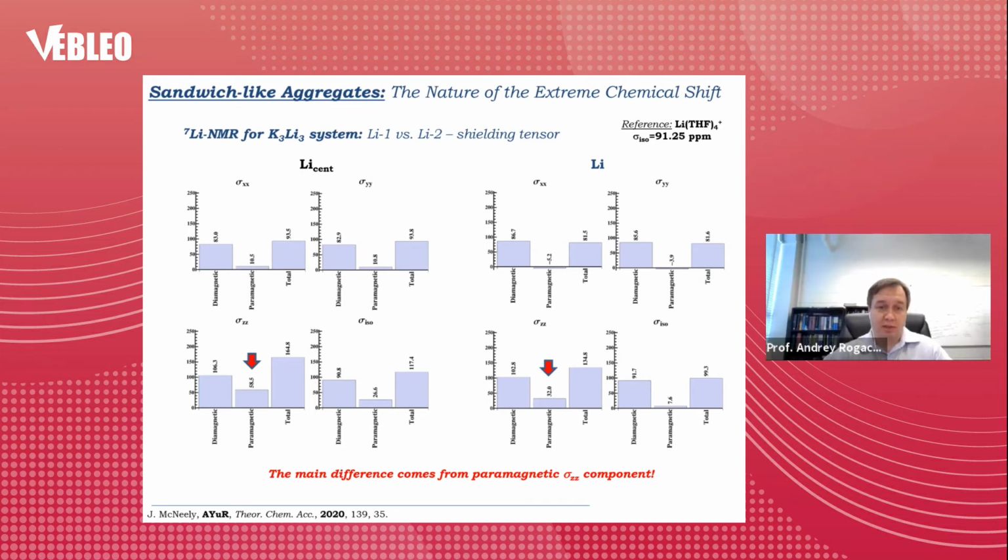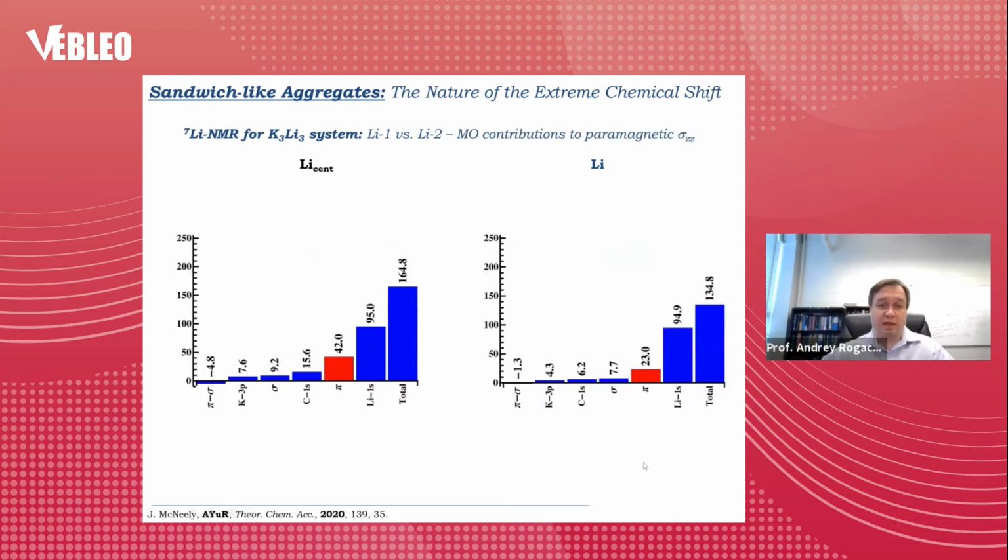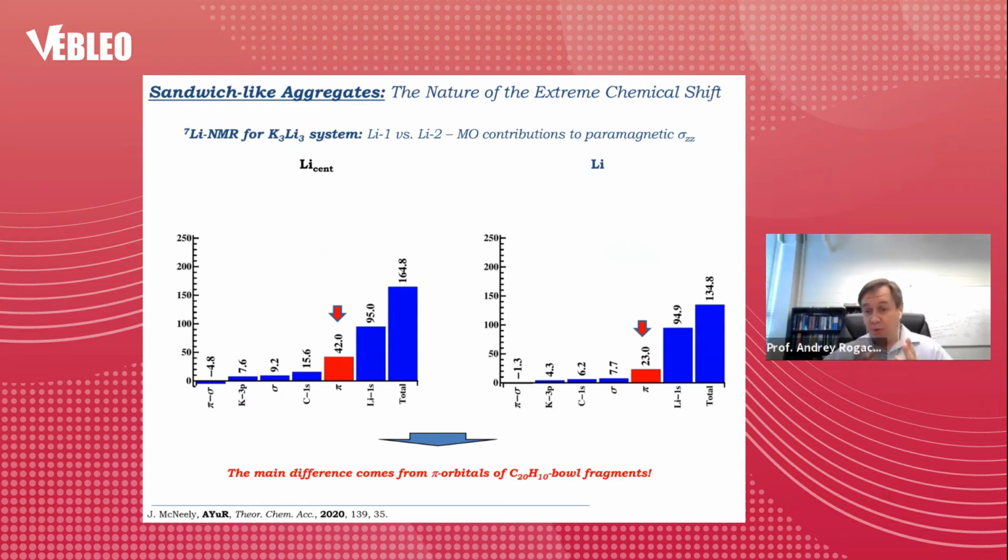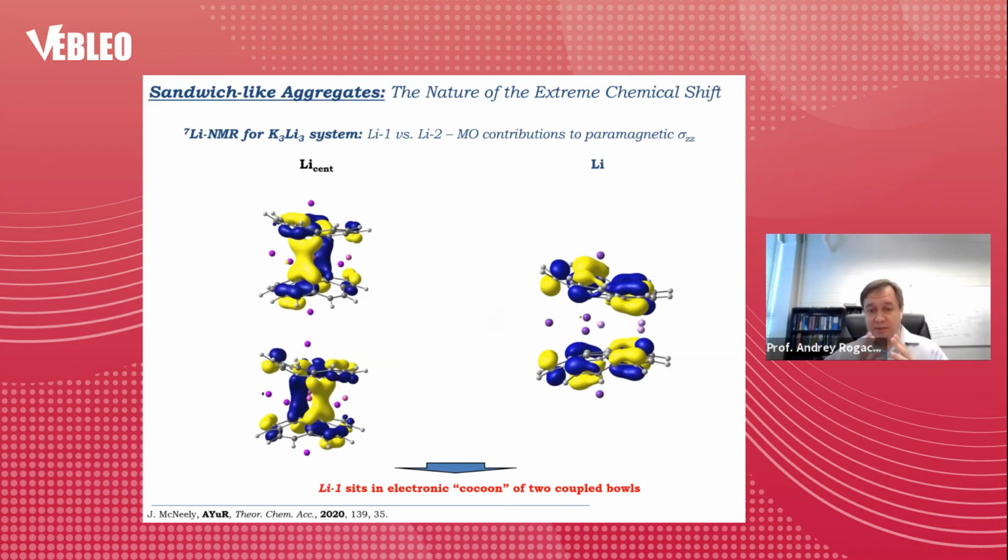We calculated the shielding tensor and immediately found that the main difference between lithium sitting at the border and lithium sitting at the center comes from the paramagnetic sigma ZZ component of the shielding tensor. If we go even more in depth, we see that the main difference comes from the pi orbitals of the bowls, not from lithium itself. So that actually means that the lithium center sits in an electronic cocoon of two coupled bowls.